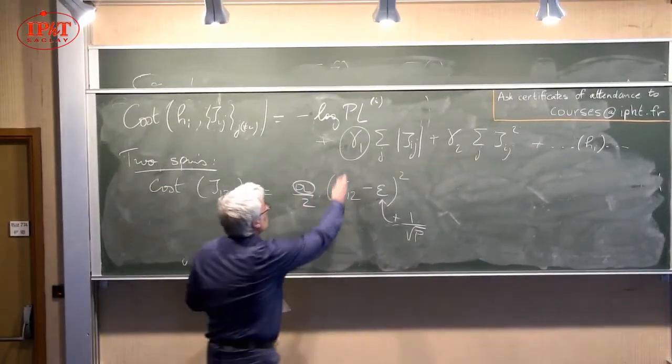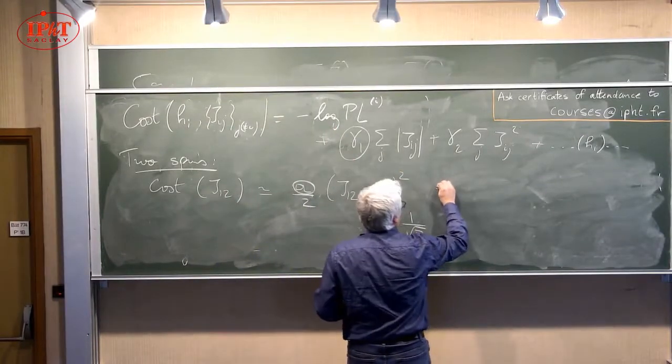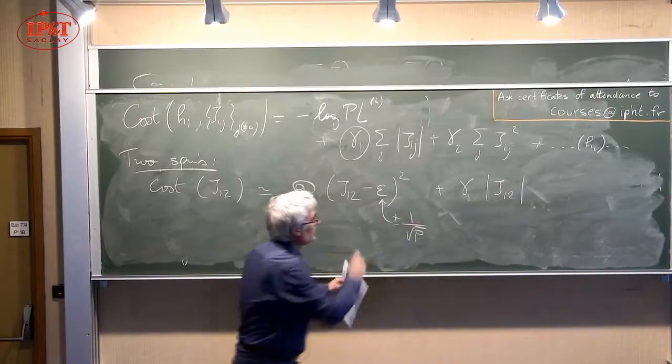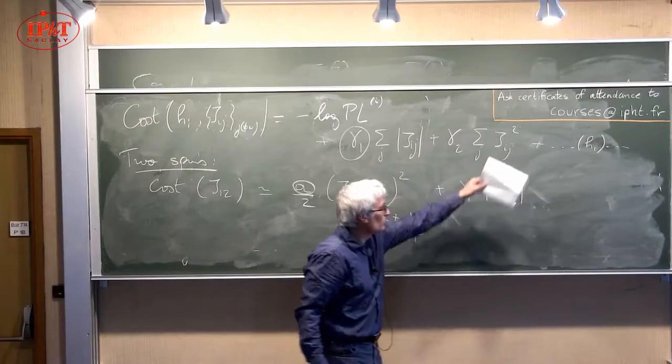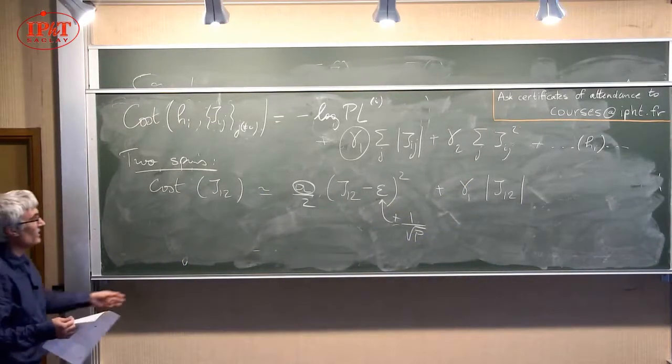So this is the cost coming from this part here. And then I will have the other terms, like, for instance, gamma 1 times the absolute value of J12. Plus, I'm interested in the case of small J, so this term will not contribute anything compared to this one, just changing the value of A. It does not matter.